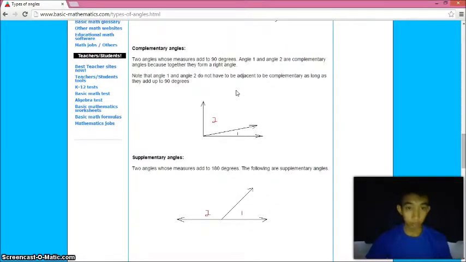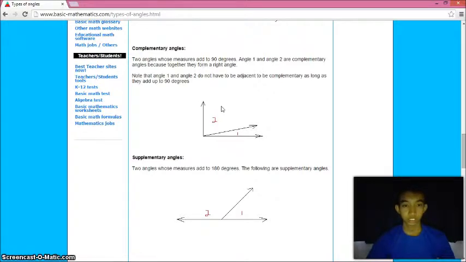Okay, next one, complementary angles. Two angles whose measures add to 90 degrees. Angle 1 and angle 2 are complementary angles because together they form a right angle. So angle 1, when you add it to angle 2, will form a right angle. So that is complementary angles.